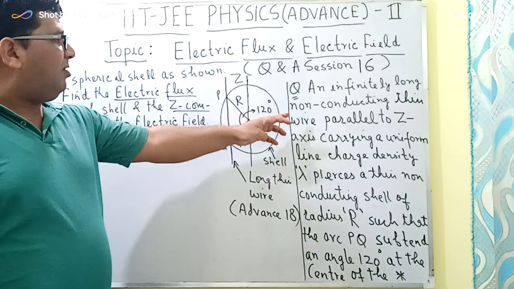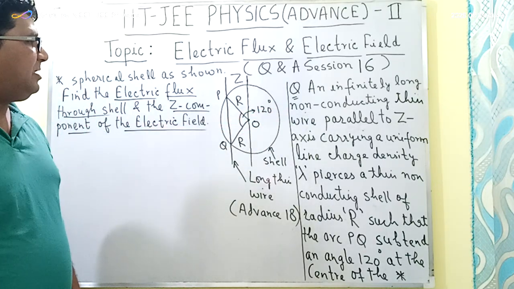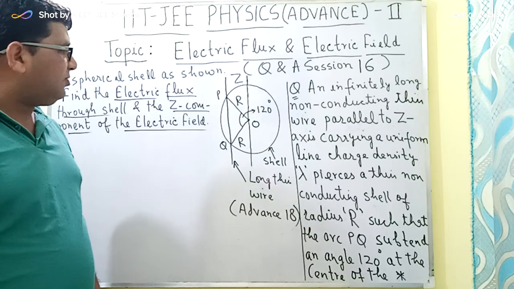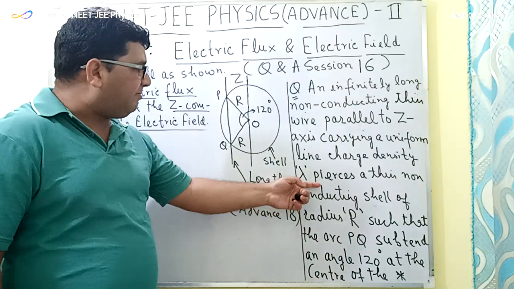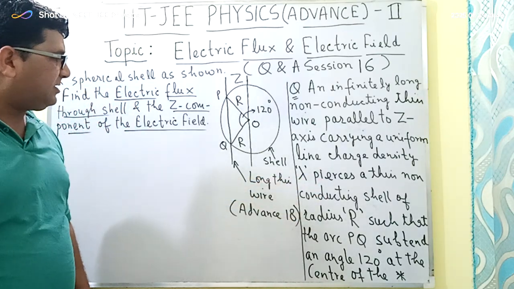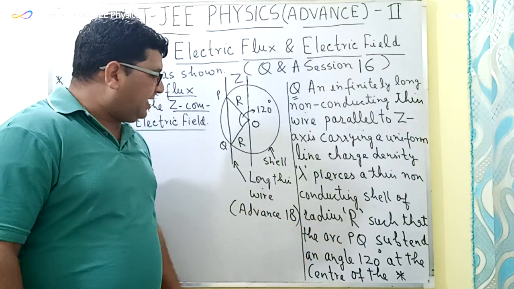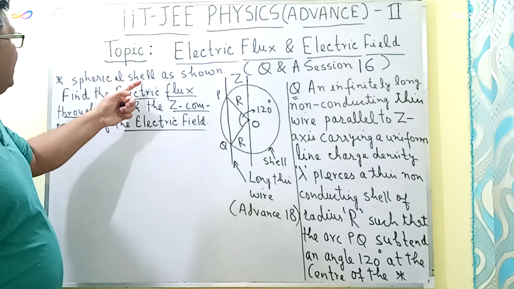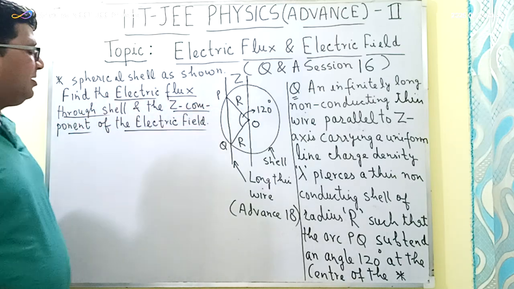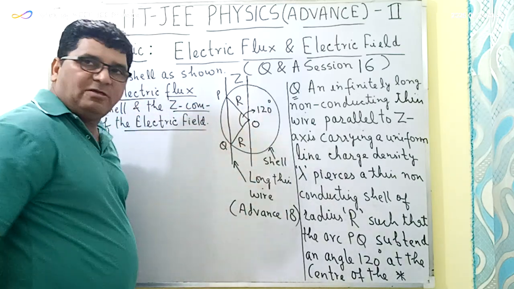An infinitely long non-conducting thin wire parallel to the Z axis carrying a uniform line charge density lambda pierces a thin non-conducting shell of radius capital R such that the arc PQ subtends an angle 120 degrees at the center of the spherical shell, as shown in this figure. This was a figure which was provided along with the question.